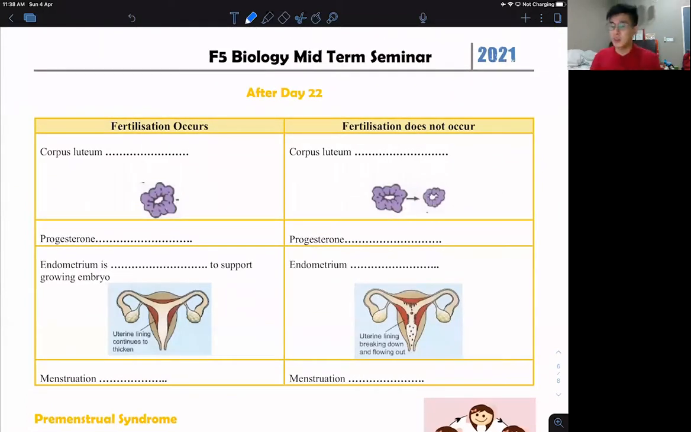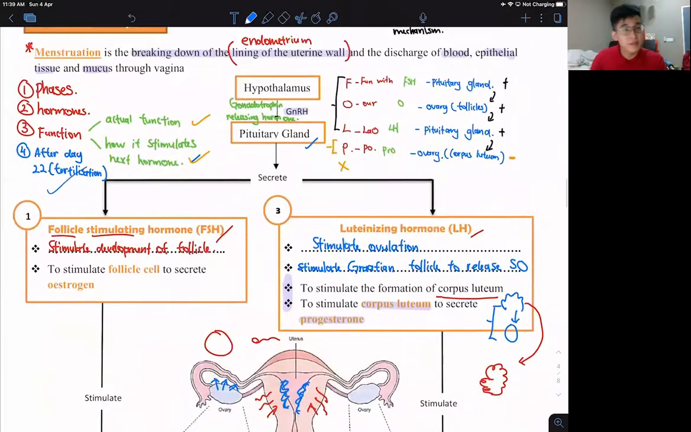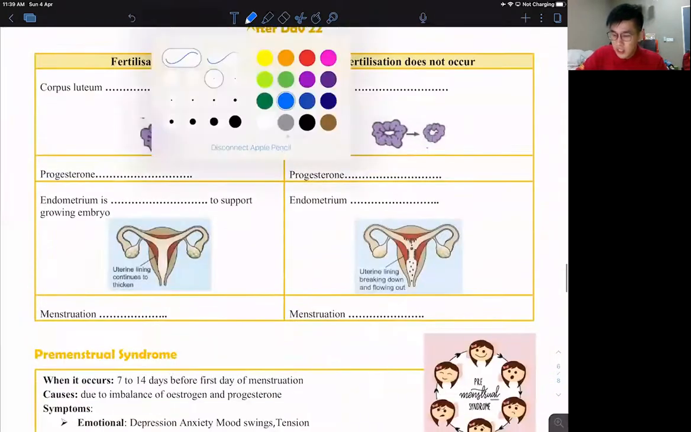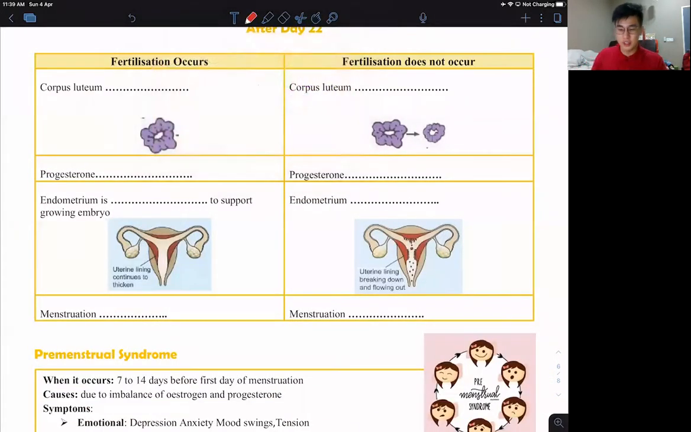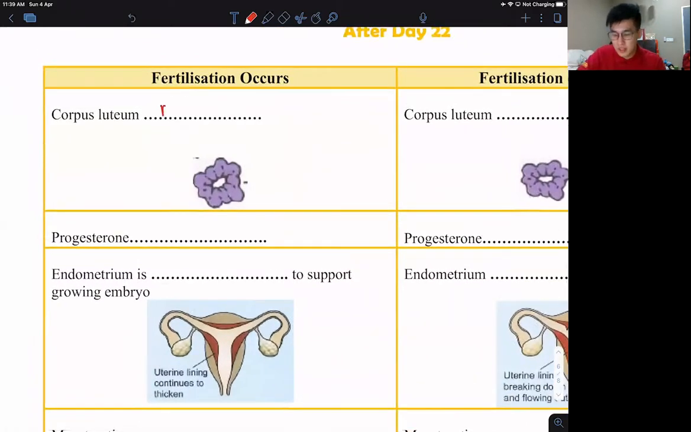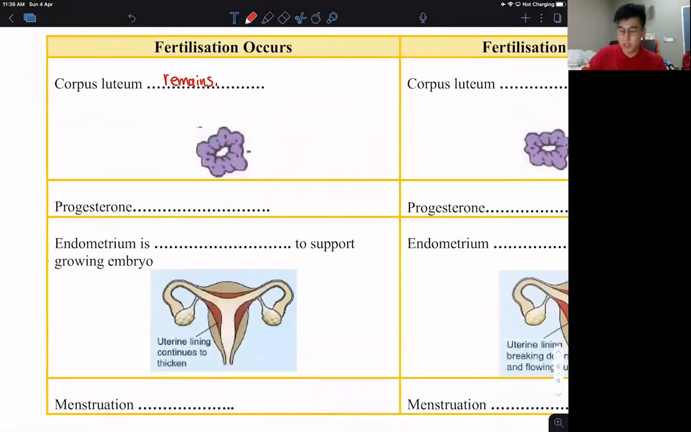Like I said, the last thing we need to know is whether fertilization occurs or not. If fertilization occurs, you're going to need the endometrium because you're going to need the baby to grow at the endometrium. That's why the corpus luteum remains. Why does the corpus luteum remain? Because I need the progesterone to further develop the endometrium wall. Then only my fetus can grow, my embryo can grow. So when there is corpus luteum, progesterone is secreted.